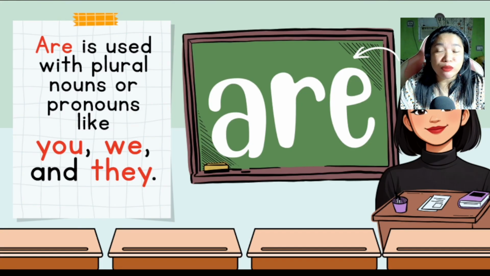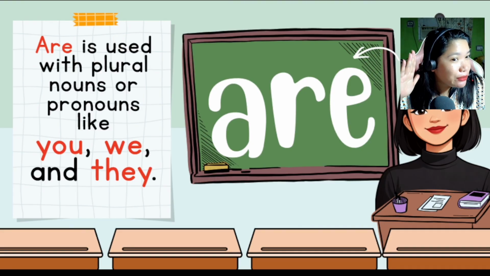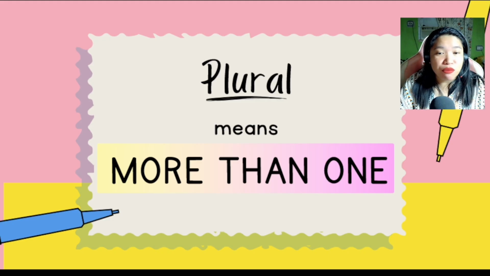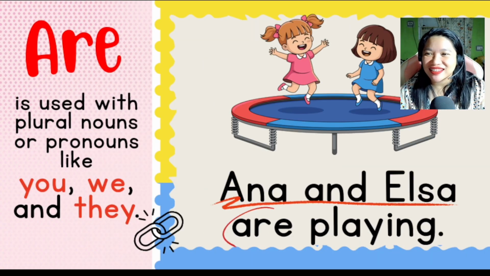Now, let's move to are. Are is used with plural nouns or pronouns like you, we, and they. Again, you, we, and they. Very good. Plural means more than one.